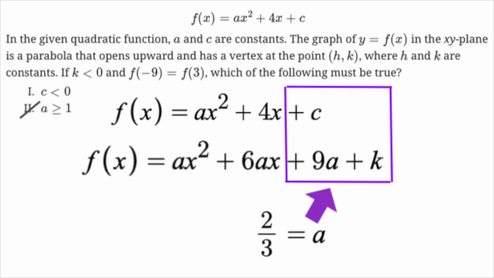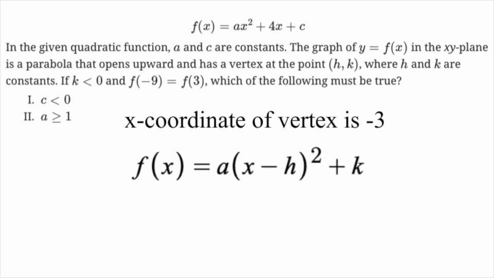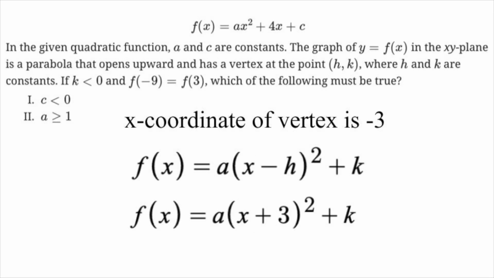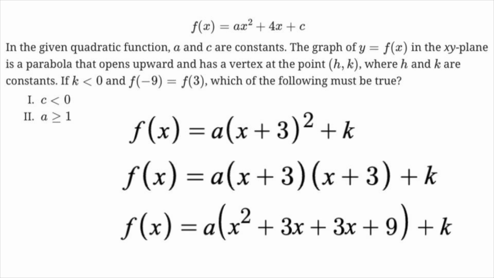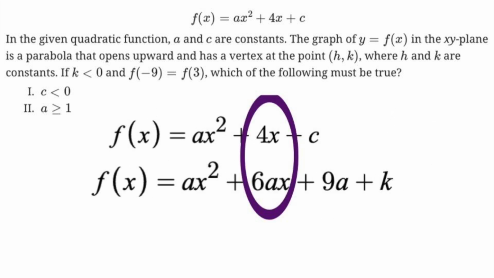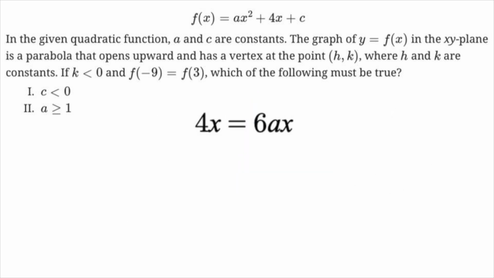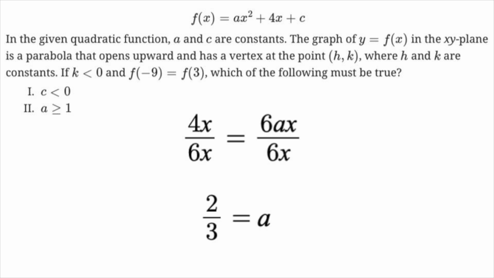Lastly, I'll show you how College Board approached solving for a. They recommend plugging the h term, negative 3, into the vertex form of the quadratic equation, and then expanding it as I've done here. Then set the linear terms equal to each other to solve for a. 4x equals 6ax. We find that a is 2/3.